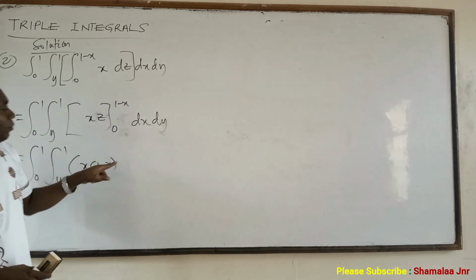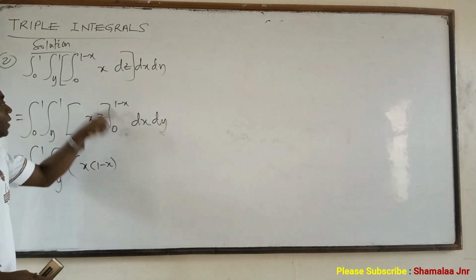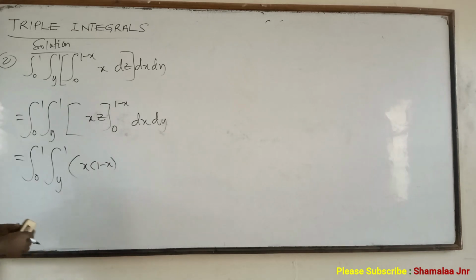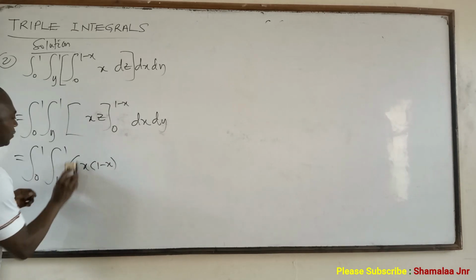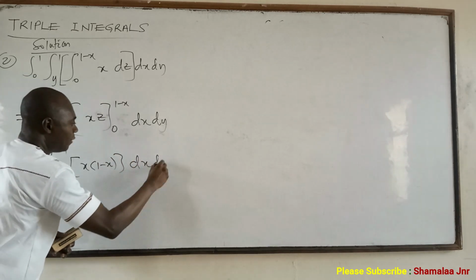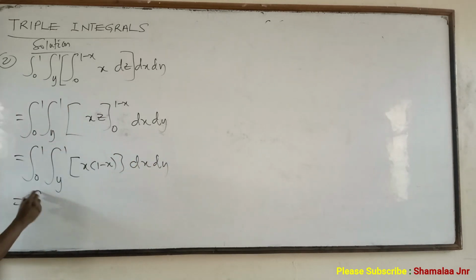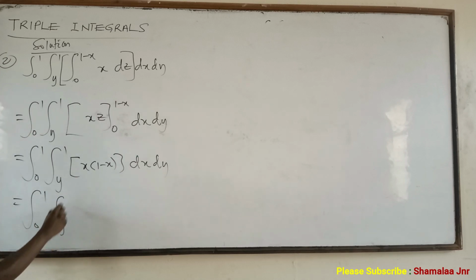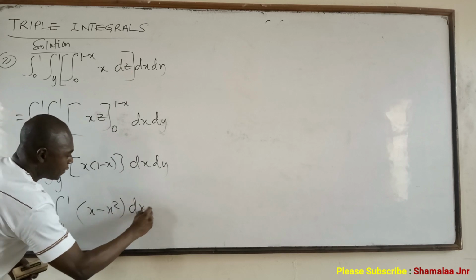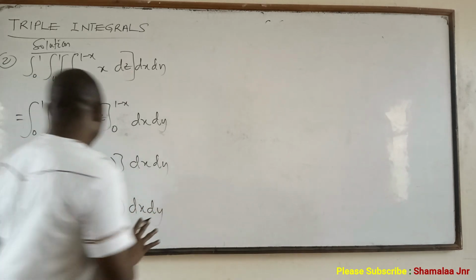And then minus, when you put in 0, the whole of everything will go to 0, so there's no need for us to write it. So we have it this way, dx dy. That is equal to the integral from 0 to 1, integral from y to 1 of, let's expand this one. This one is the same as x minus x squared, dx dy. Are you seeing it?